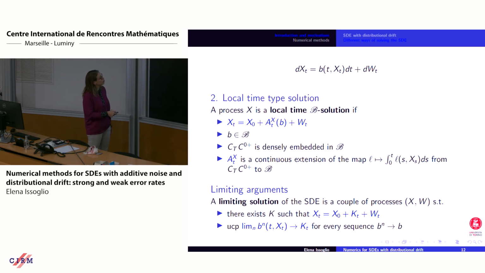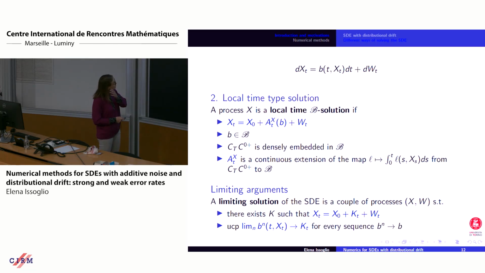And then you say a solution is a couple (X, W) such that whenever I have a sequence b_n that converges to b, the limit of X^{b_n} must converge to some process K such that this equation holds. So it's very similar, not the same, however, because here in the second one you define the notion of solution specifically for one fixed b. It's like you're defining the integral for one function. Instead, in the top one, you're defining an operator which works for every b in a class. But essentially, they are the same object.